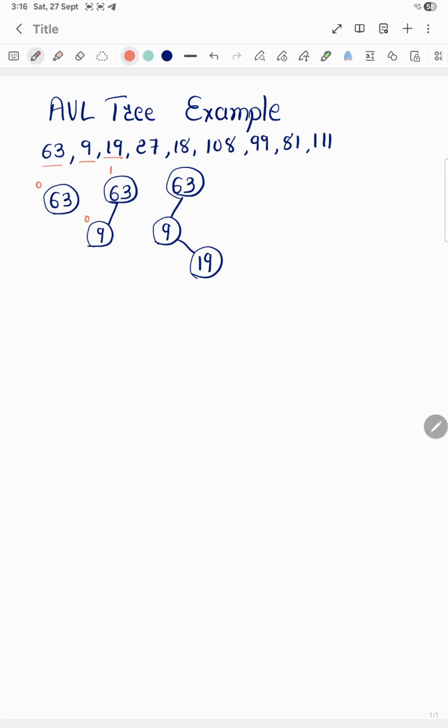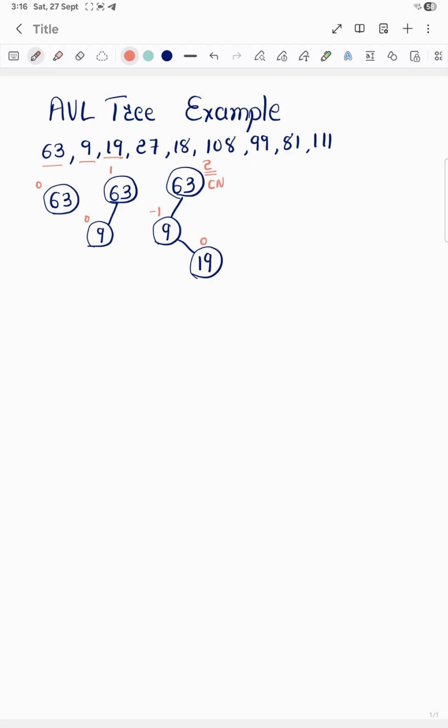Now again I need to check the balance factor. For 19, the balance factor is 0. For 9 it's 0 minus 1, so minus 1. And for 63 it's 2 minus 0, so 2. So here it gets imbalanced, and this is my critical node. When your tree becomes imbalanced, you need to balance it, and for that you need to do a rotation. We have seen the four rotations. Now you have to identify which rotation we need to apply here.